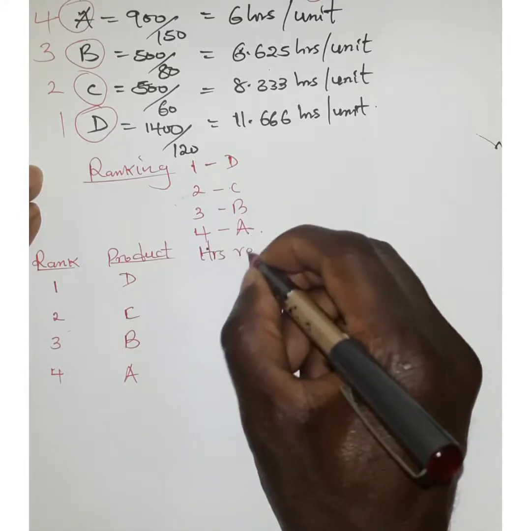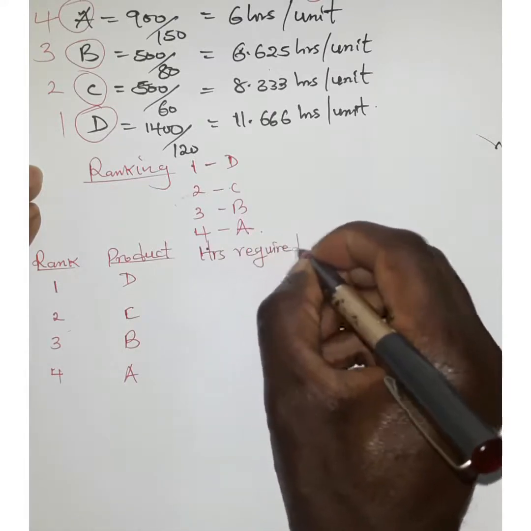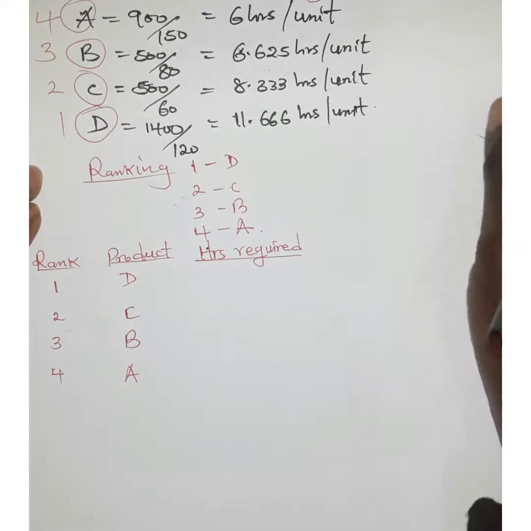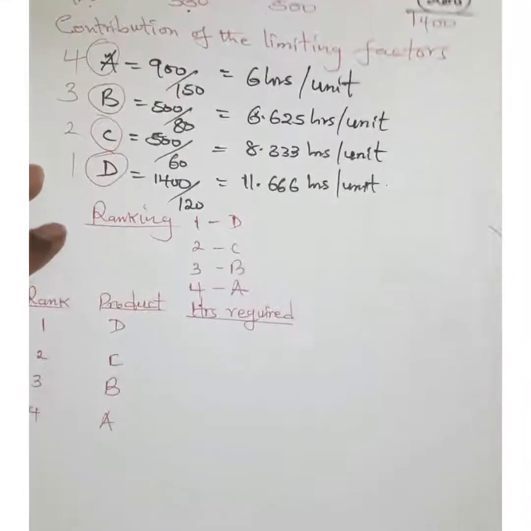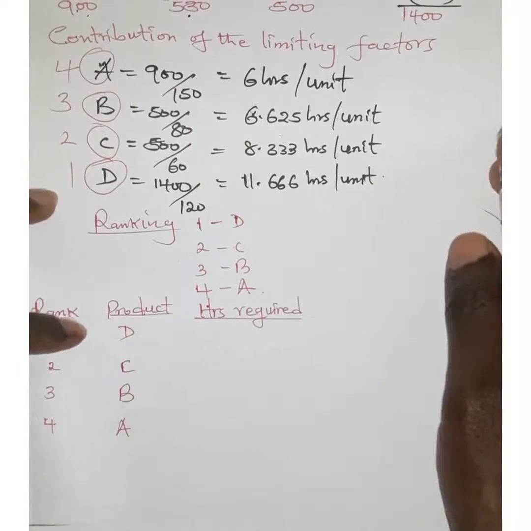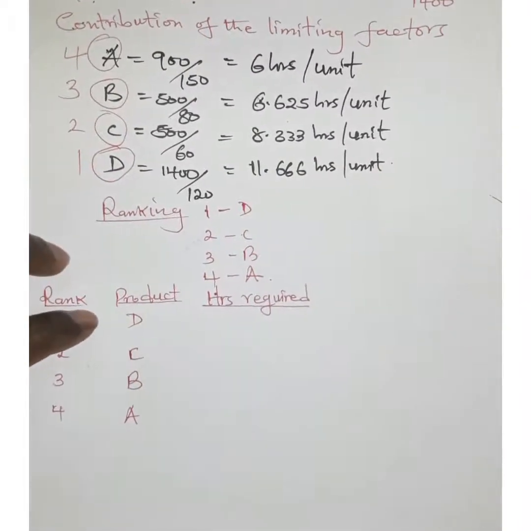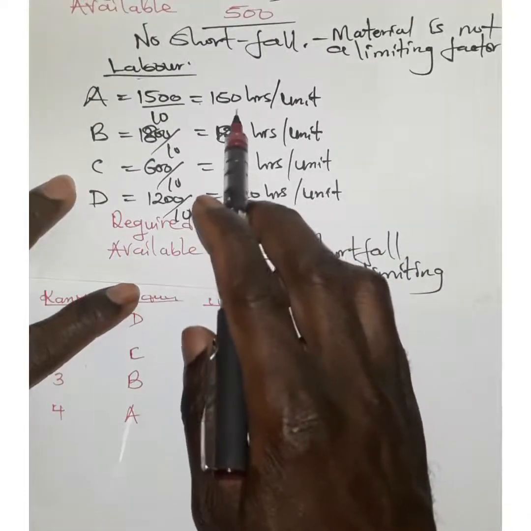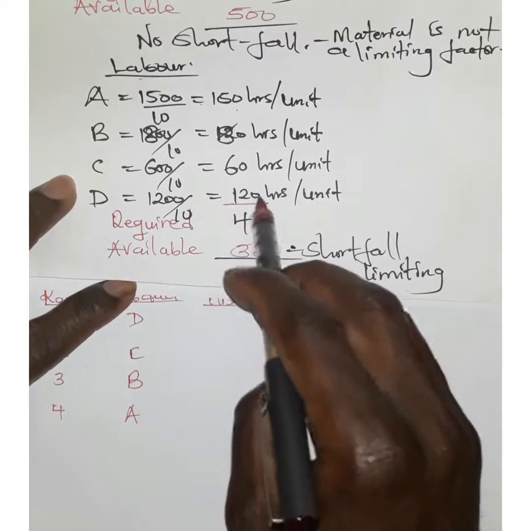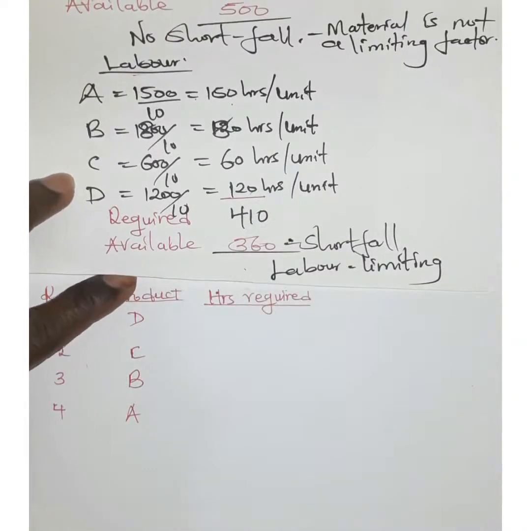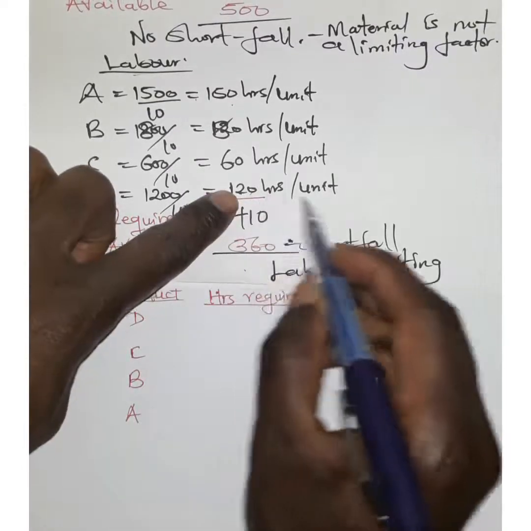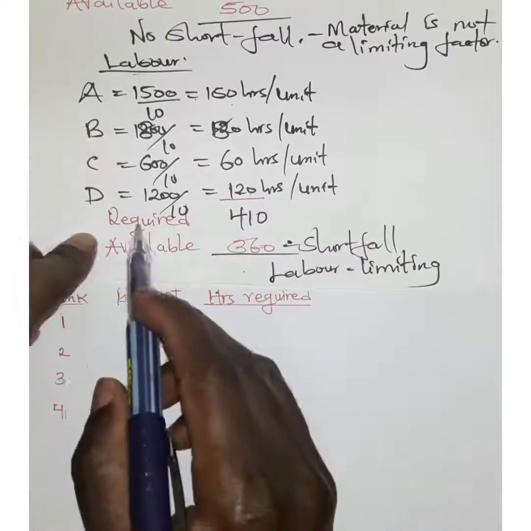Then next, we are supposed to have the hours required. So we talk about these hours required. We now go to the contribution of the limiting factors as per the hours that were required, and of course we computed those particular hours according to this one. So for D, according to the first round, we are going to require 120 hours per unit, that is under the hours required.